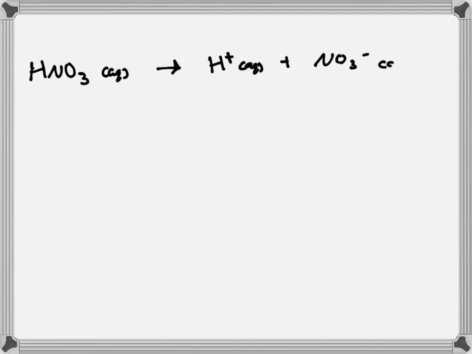So let's get started. All right, our first one, HNO3, nitric acid. Okay, so dissociation equation, we're going to get H plus and nitrate. Okay, now this is one of the strong acids, so we're going to have major species of our hydrogen ion and our nitrate ion, and minor species.